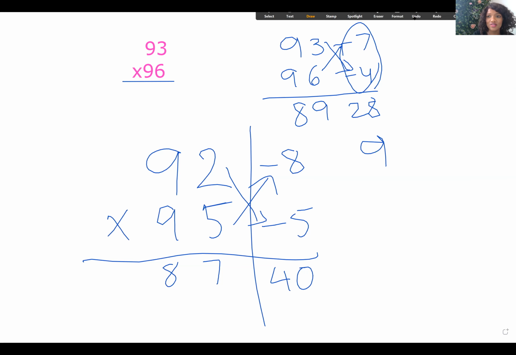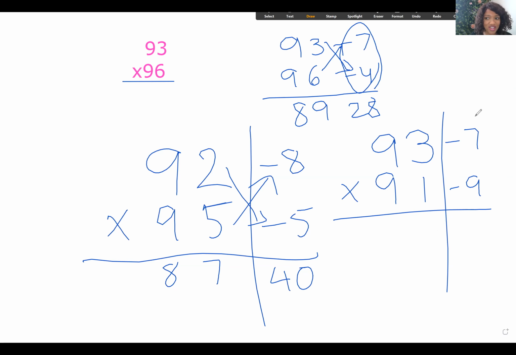So what is the first thing I need to look at? Can you tell me how far the numbers are from 100? Perfect. So this is far from 100 by 7, and this is far from 100 by what? 9. Fantastic. So straight away, I can multiply 9 times 7, and I get the answer for this one. So it's 63. That's done, the end of the answer.